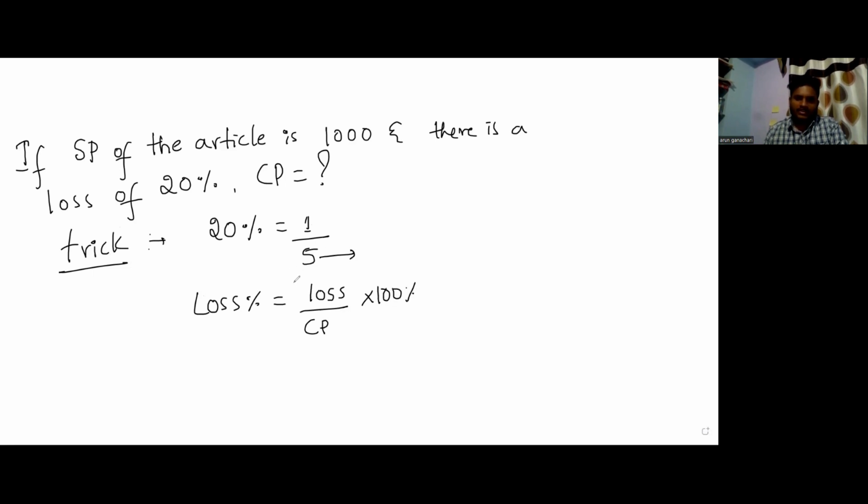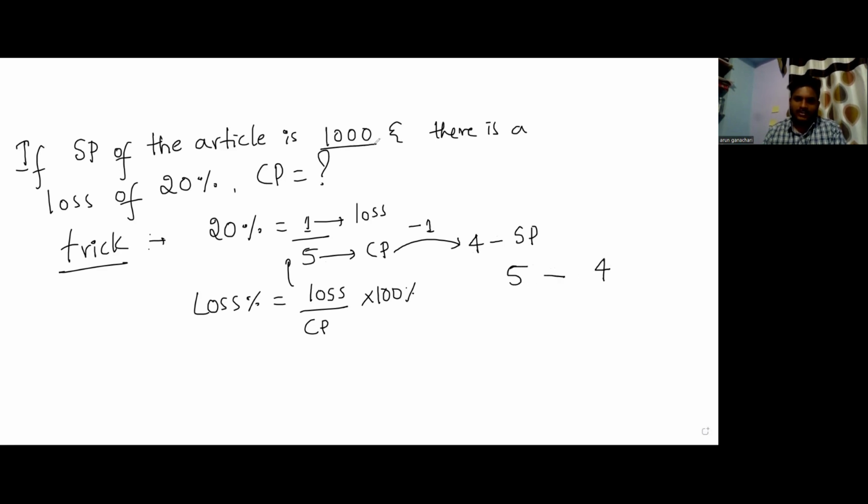When we compare it with this given equation, 5 is what? Cost price. Anything in the denominator will always be cost price. Remember this. And 1 is loss. So if there is a loss, we have to subtract. So selling price will become 4. Understanding what we did here? If 5 was the cost price, 4 would have been the selling price.